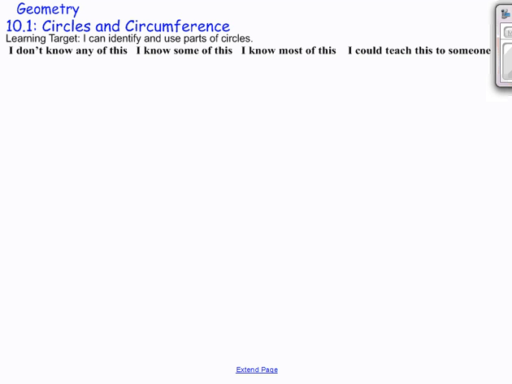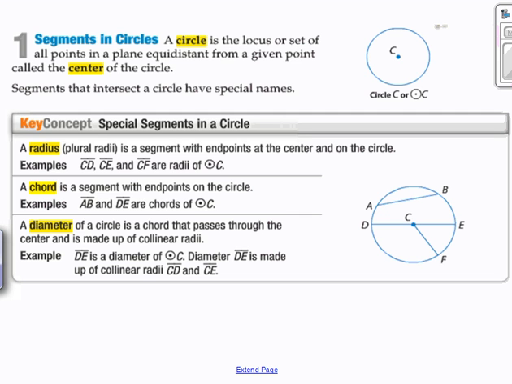later. So 10.1 is a little bit of a review for you, but you need to know these parts so when we're talking about questions with them, you know what to do. So the first part of this, a lot of is vocabulary. So first of all, a circle is a locus or set of all points in a plane equidistant from a given point called the center. Okay, so here's your center. It's labeled with a letter. And a circle is points that are all equidistant from this. Okay, so all those points on the circle are equidistant from the center.